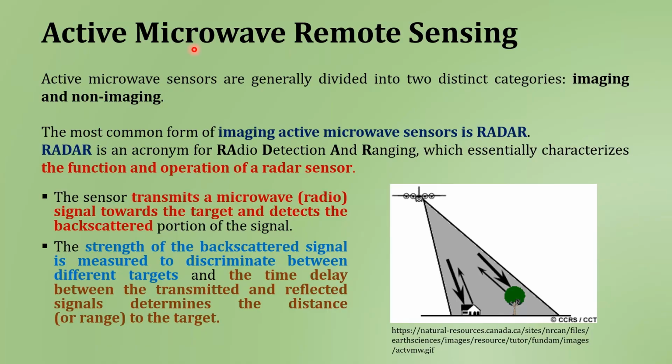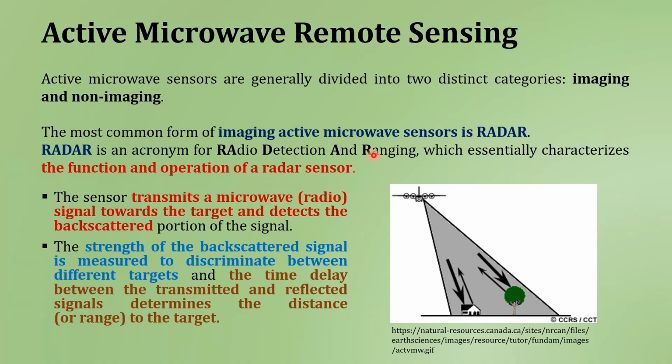Now, coming to active microwave remote sensing, the sensors can be classified into two types, imaging and non-imaging. We have already covered imaging and non-imaging sensors in detail in lecture 5 of this playlist. Imaging sensors are those which can generate a digital image of the field of view, while non-imaging sensors provide us data of the intensity of the energy reaching them. The most common form of imaging active microwave sensor is radar. This stands for radio detection and ranging, and it characterizes the function and operation of a radar sensor.